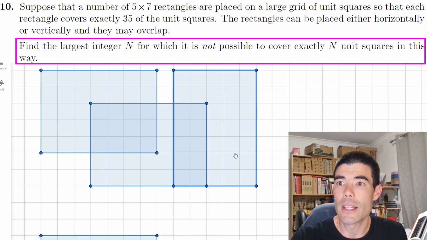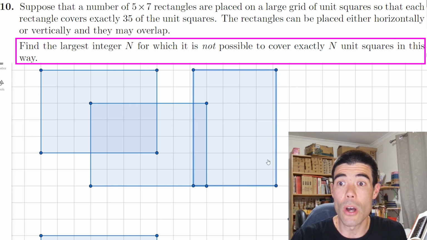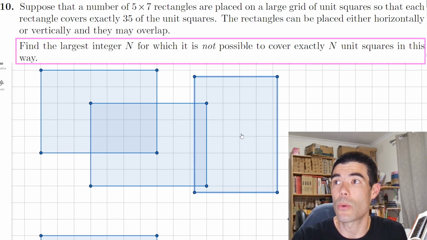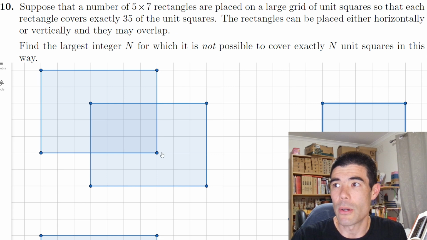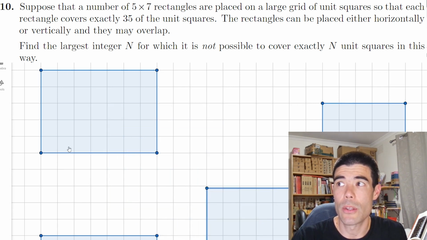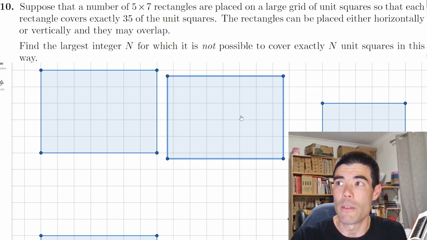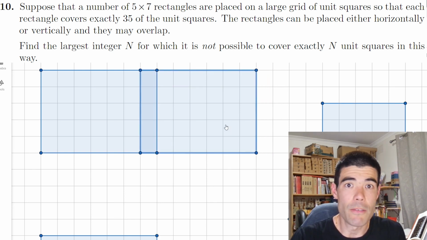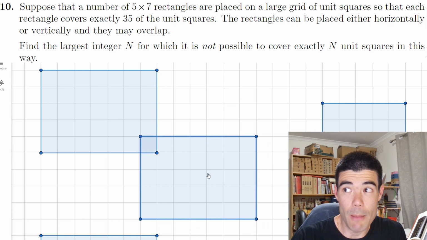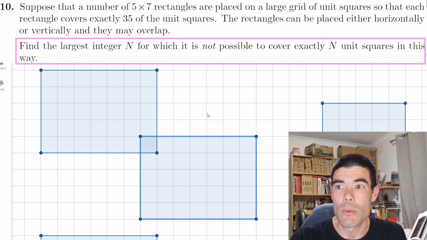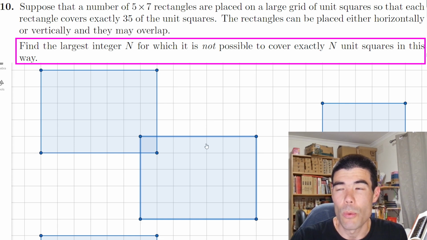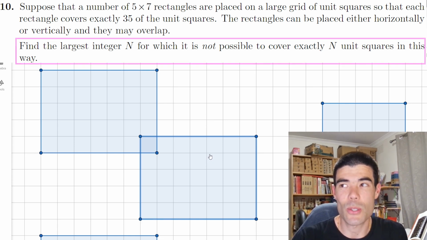And the problem is to find the largest n for which it is not possible to cover exactly n unit squares. So for example, with only one rectangle, obviously you just cover 35 unit squares. If I put another one here, I could cover 70, but if they overlap, then I'm only covering 65, or if they're only overlapping by one unit square like that, I want to find the largest n where it's not possible to cover n unit squares.